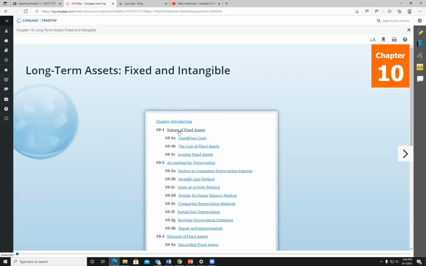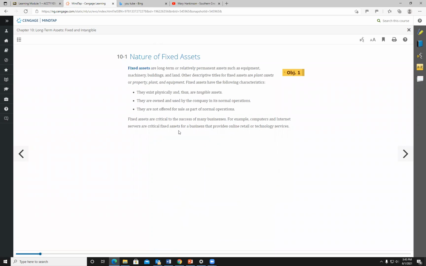Let's talk about the nature of fixed assets. First of all, what is a fixed asset? Fixed assets are basically long-term or permanent assets. These are your equipment, your machinery, your buildings, your land. They exist physically, and therefore they're tangible assets. They are owned and used by the company in its normal operations, but they're not for sale as part of your normal operations. In other words, they're used to generate the goods or services that you provide that you do sell.